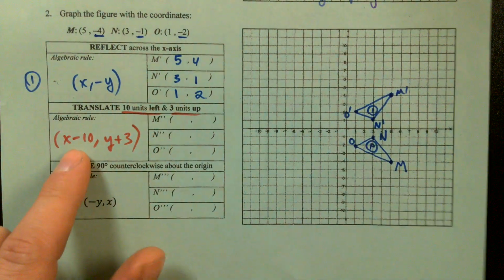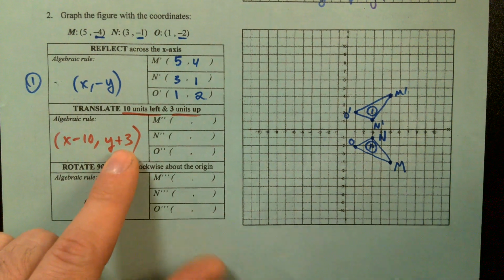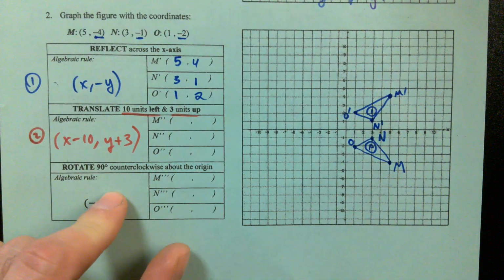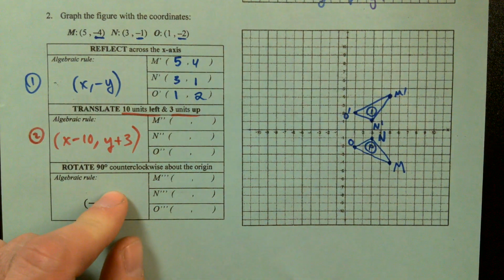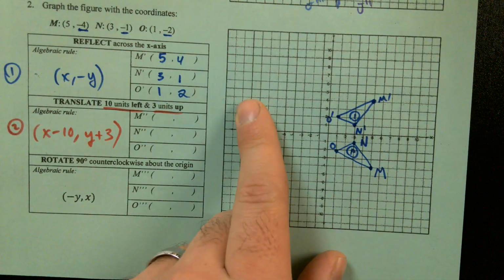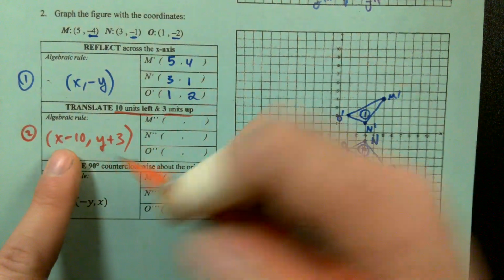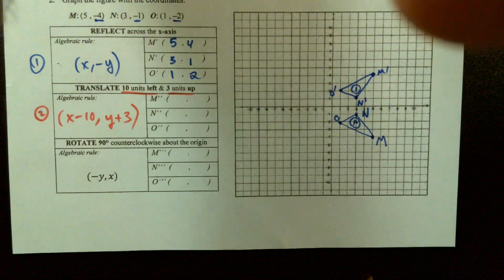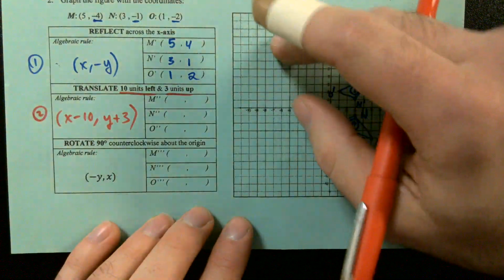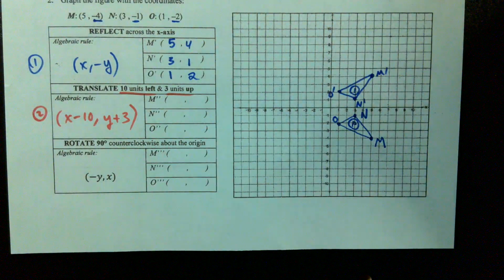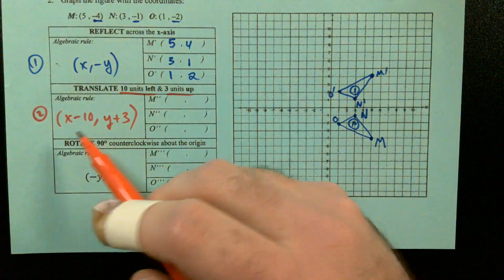So left is a negative x movement. Up is a positive y movement, right? This is going to be my second image. So I could just count on the graph, or I could use the rule. Again, I'm just providing you different avenues to do this. If you counted on the graph and got to the same spot, totally fine. Do that. But I like using the rule.